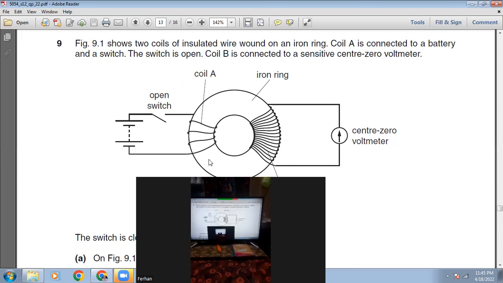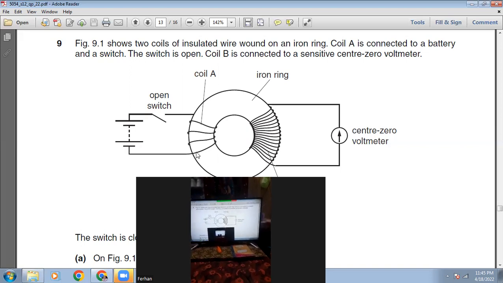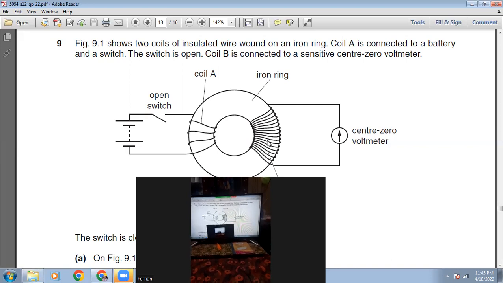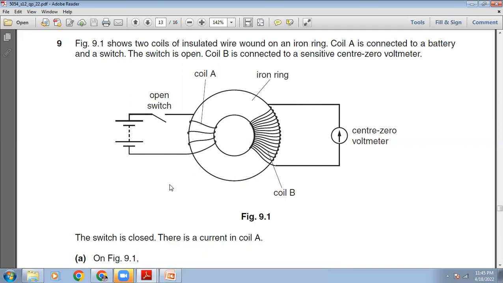From the north, the magnetic lines will go to the south pole. So in this iron ring, the magnetic lines will start from here, which is the north pole of the electromagnet in coil A, and they will go to the south pole here. So they will be going like this. So I can draw this. So let's switch off the camera.